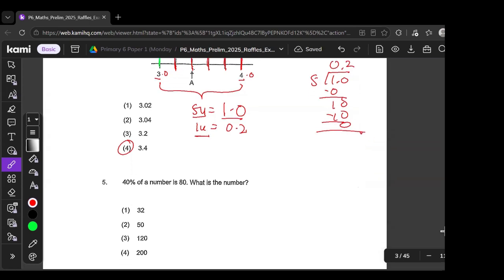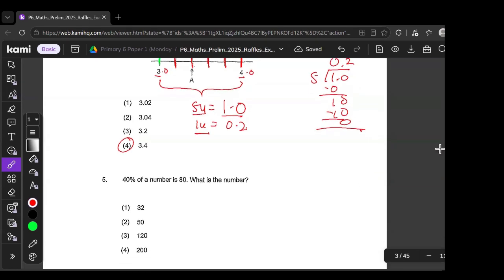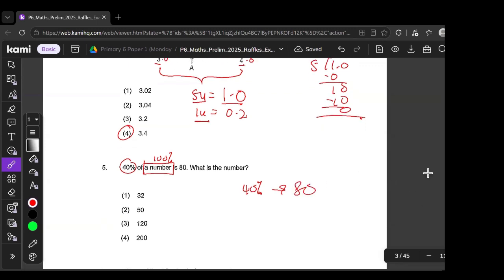Question 5 is a P5 question, something that you have done before already. 40% is talking about this number, and this number is 100%. So 40% is 80. By the way, what's the answer first? Your answer is number 4. Check out any mistake, you need to write down the corrections. 40% of a number is 80. Then what's the number? 100%.